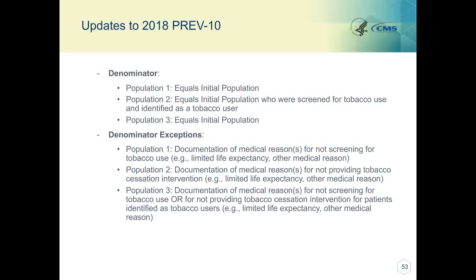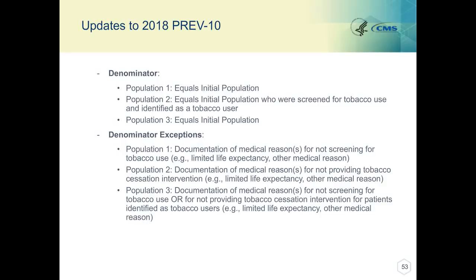The denominator for the measure for population 1 equals the initial population. For population 2, the denominator equals the initial population and those who were screened for tobacco use and identified as a tobacco user. Population 3 also equals the initial population.